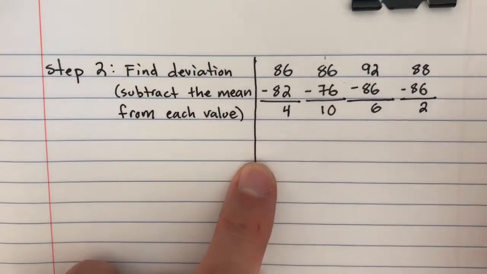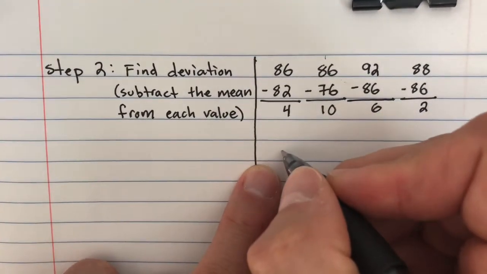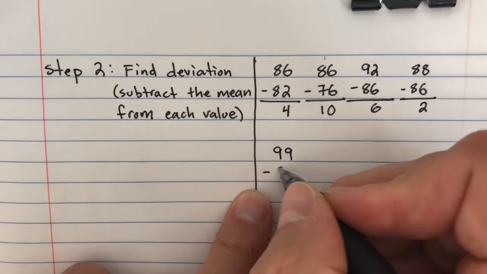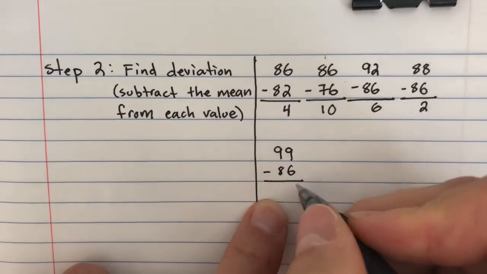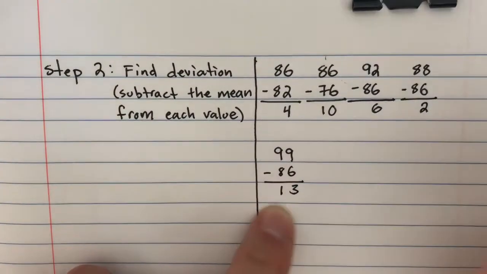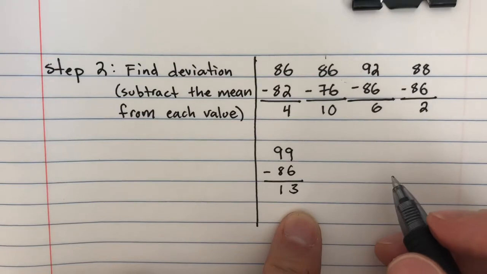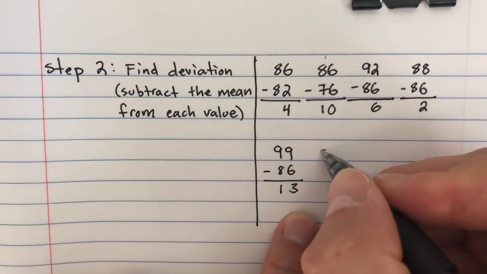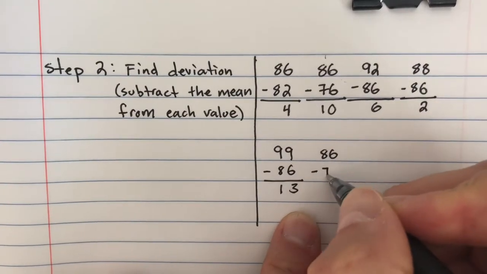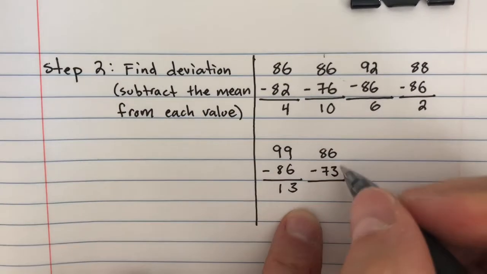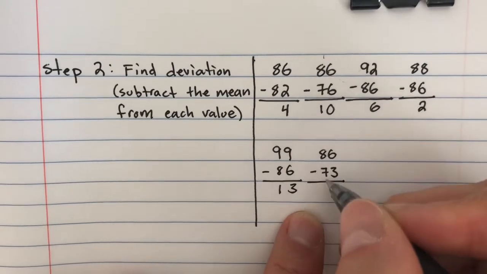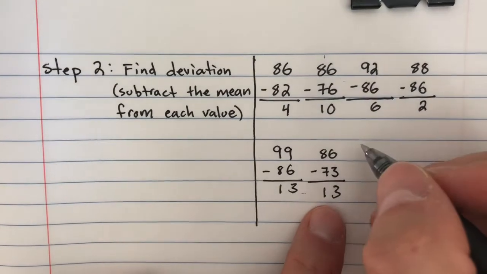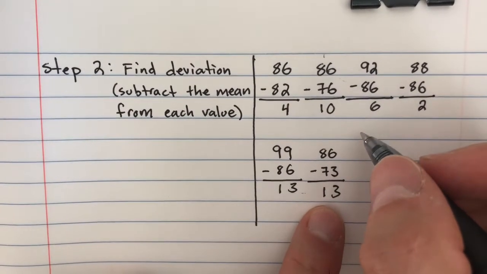I'm going to continue. Now the next value is 99. So we'll do 99, and I'm going to subtract the mean from there. 9 minus 6 is 3. 9 minus 8 is 1, so I get a total of 13. Then I have the next value, which is 73. So I'm going to put 86 on the top this time because it's bigger than my value. 6 minus 3 is 3. 8 minus 7 is 1. Got back-to-back 13s there. Then I go on to the next value, which is 90.